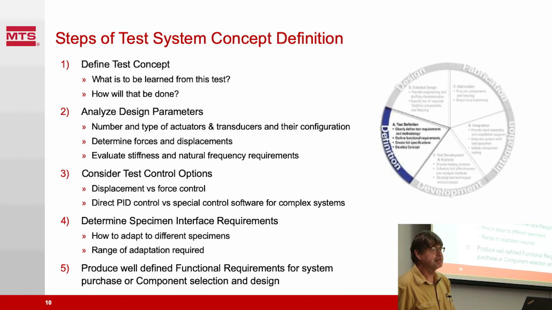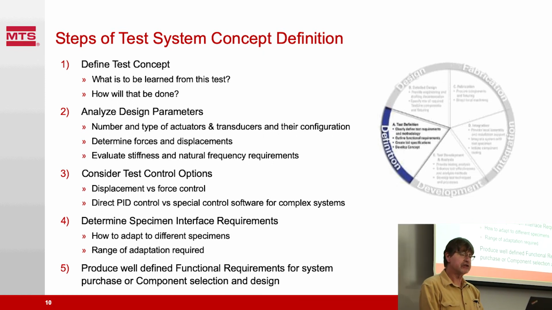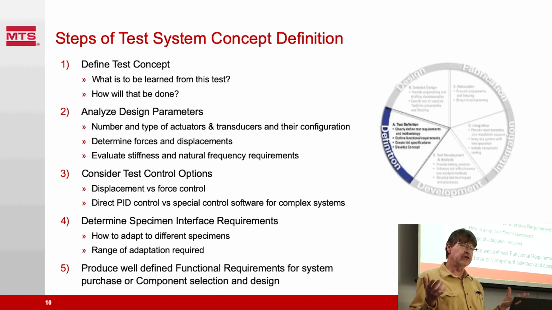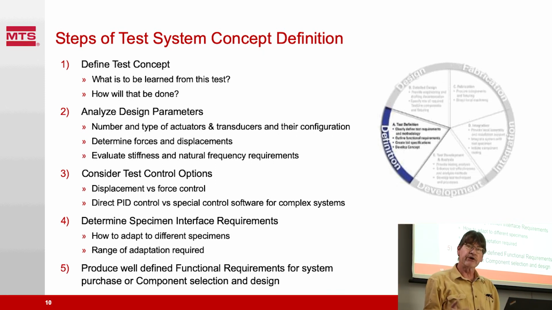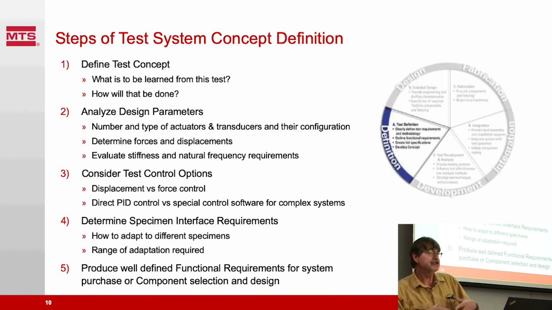What are the steps in the test system concept definition? Well, what is to be learned from this test? There's that question again right up at the top. And how are we going to do that? We need to figure out our design parameters. We're going to need a certain number of loading actuators. We'll need transducers both to measure and control. So we've got to figure out which ones we need and where we're going to put them.